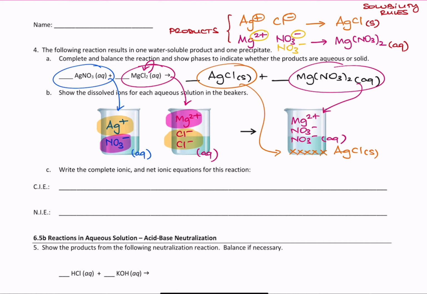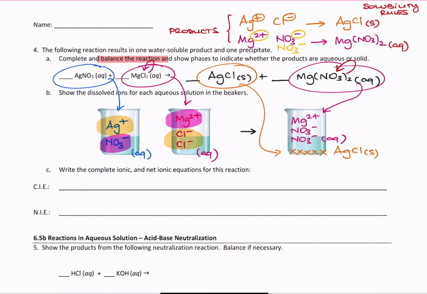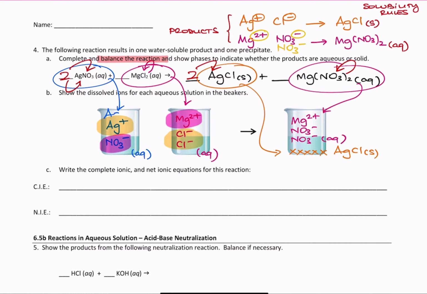Do not forget that we need to balance the reaction. I have here 2 nitrates, so I'm going to need a 2 here to have 2 nitrates. By placing the 2 there, I have now 2 silver, so I need to place a 2 here to have 2 silver. And if I look now, my equation is balanced. You can adjust the beaker at the bottom by adding another silver and another nitrate ion here. And here I'm going to have 2 of the AgCl.